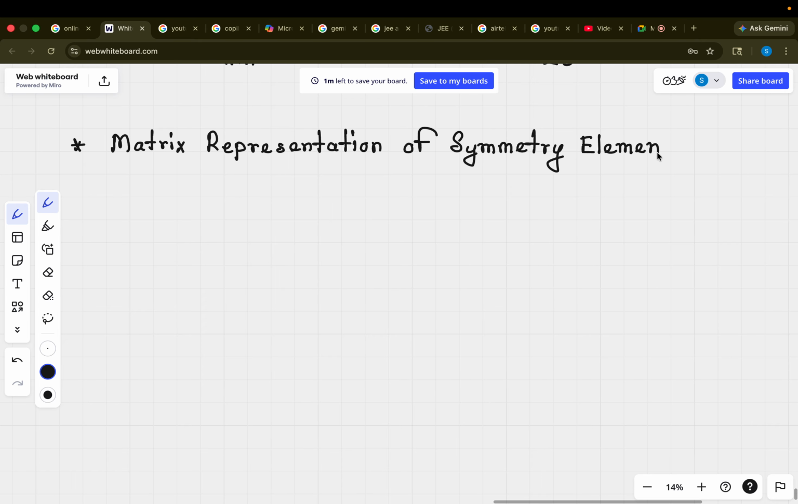Matrix representation of your symmetry elements. Suppose x y z is the Cartesian coordinates you have. If I operate this identical operator on this x y z Cartesian coordinate, what I will get will not change. You will get exactly the same thing, x y z. So if I apply the identical operator on x y z Cartesian coordinates, you will get x y z back.